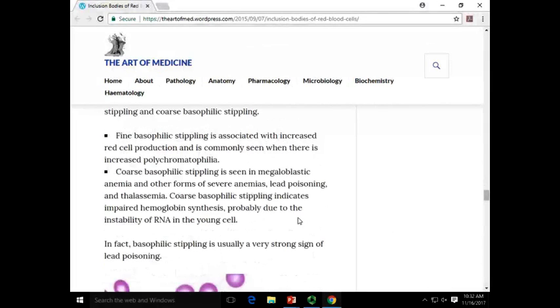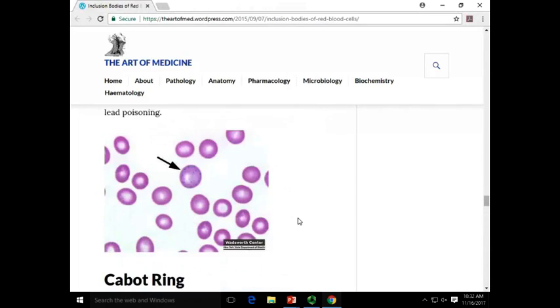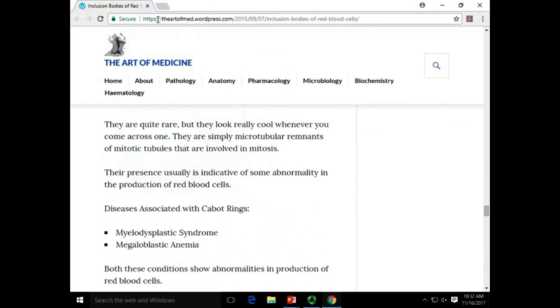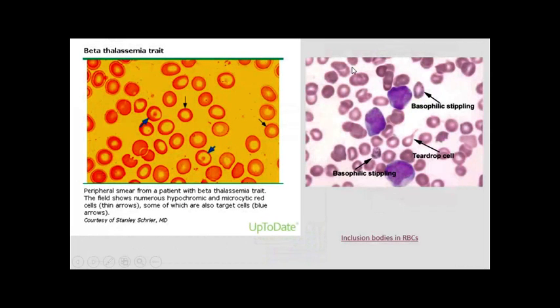Basophilic stippling, and different things. But I repeat, not for pathophysiology. We are not going to use these things that are more clinical, more medicine type.